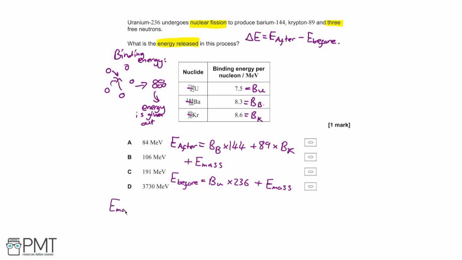Specifically, the energy that comes from E mass, which is the energy corresponding to the mass of all the protons and neutrons on both sides of the equation, we can add up the total number of protons and neutrons on both sides first. So before, we have 236 nucleons, which leads us to 92 protons, and also to 236 minus 92 neutrons. So that's 144 neutrons.